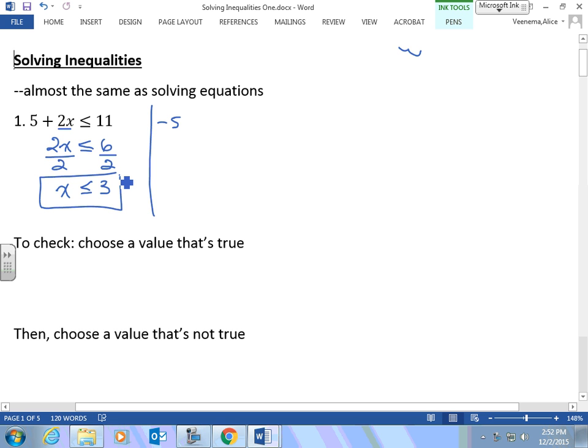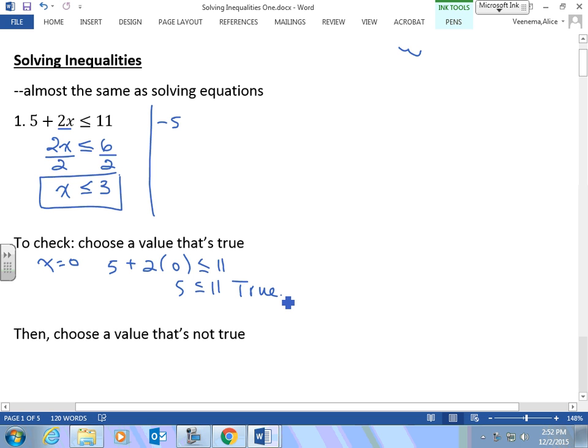Okay, so the way to check your answers with an inequality is to choose some value that's true in this statement. So if we think of x being less than or equal to 3, a nice value to check would be x equals 0. We just substitute that into the original inequality. So we'd have 5 plus 2x, so 2 times 0, is less than or equal to 11. So we end up with 5 is less than or equal to 11, which is true.